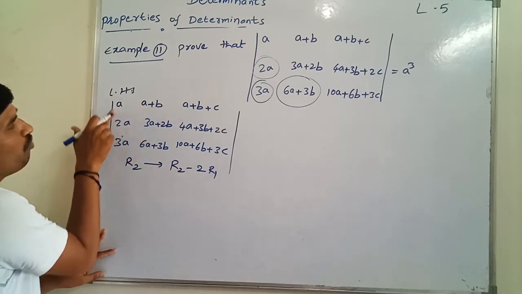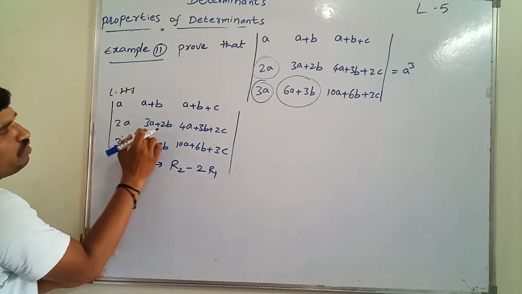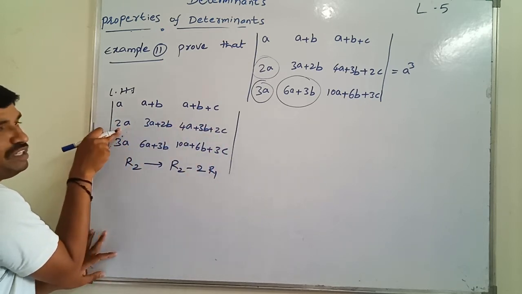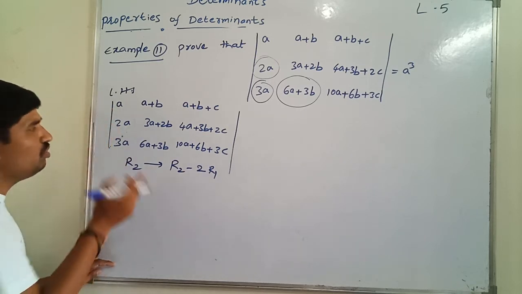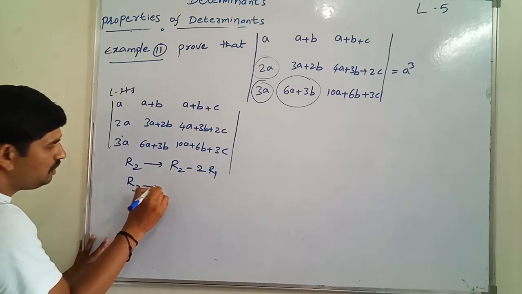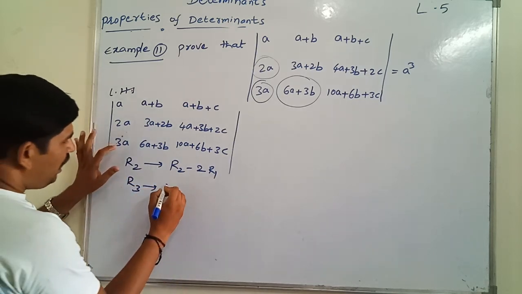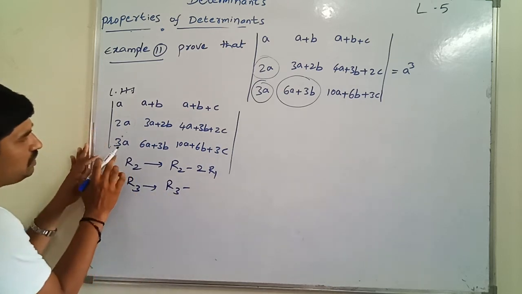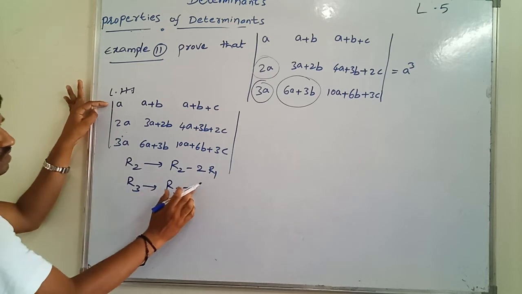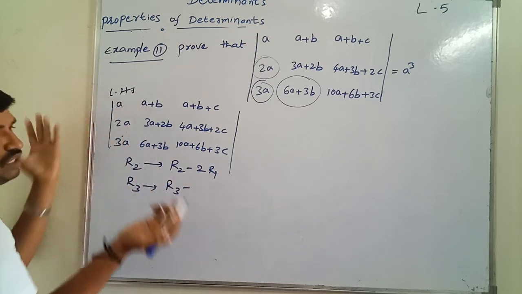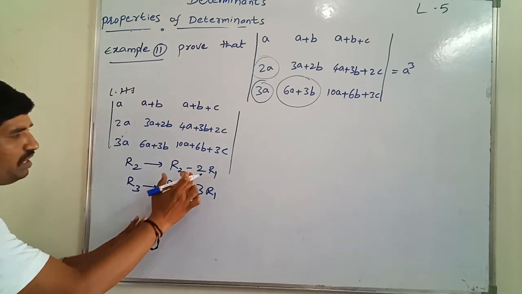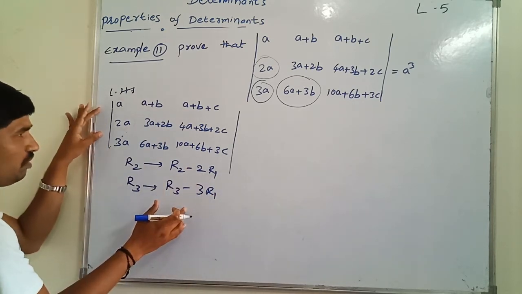We just have to observe these two, no need to observe the total part, because we have to make this place 0. To make this place 0, 2A minus 2A is 0, so we are multiplying R1 with 2. One more thing, R3 tends to R3 minus 3 into R1. This is the 3A and this is A. By multiplying R1 with 3, you will get 3A minus 3A is 0. Now we are applying these two operations to this determinant.